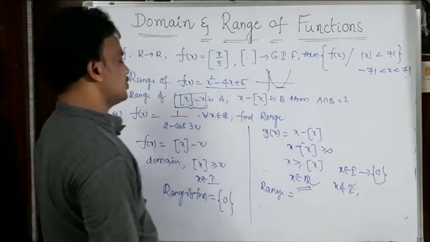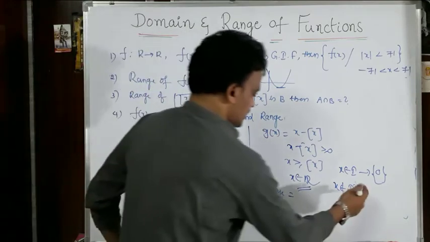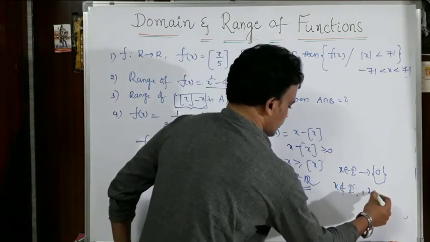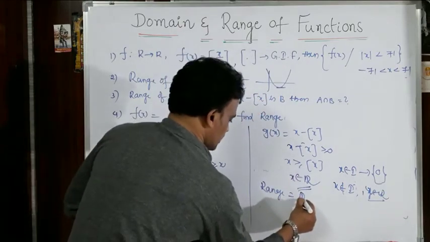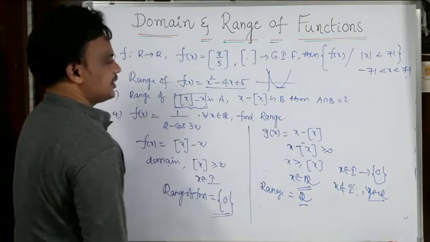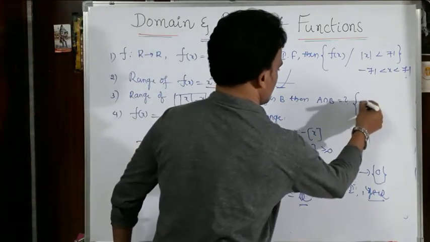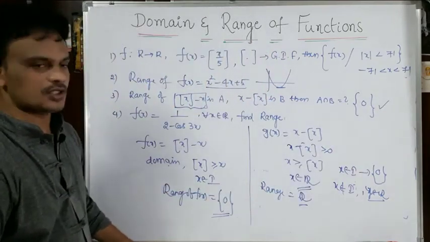Take one value, 2.5 minus ceiling of 2, which is 0.5. So for non-integers, we will get some real number; y is some real number. The range is all the real numbers. So in that case, the intersection part is simply {0}. The intersection is simply 0.